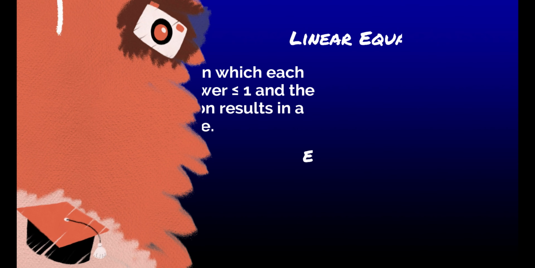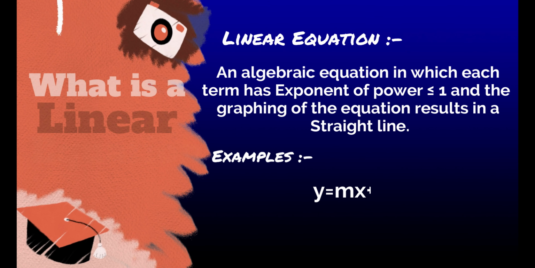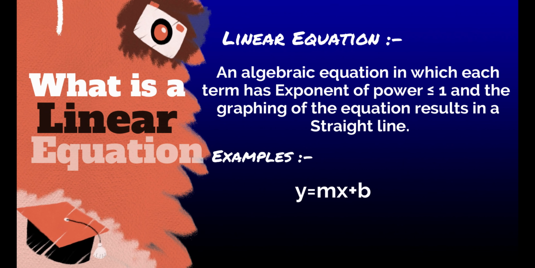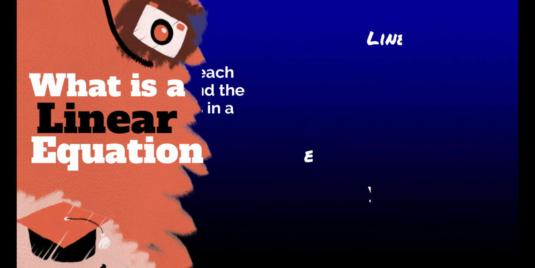What is a linear equation? It is an algebraic expression or equation in which the maximum degree is 1, or the degree of the equation is 1. If we draw the linear equation on a graph, we get a straight line. For example, y = mx + b. That means an algebraic equation in which each term has exponent of power less than or equal to 1 and the graphing of the equation results in a straight line.